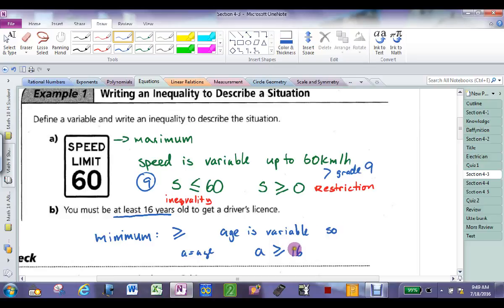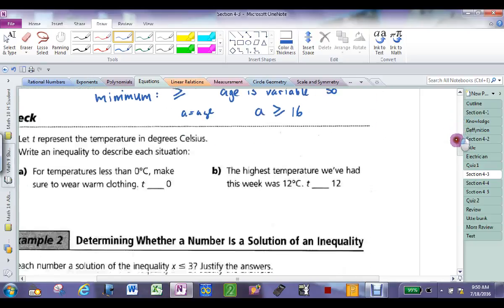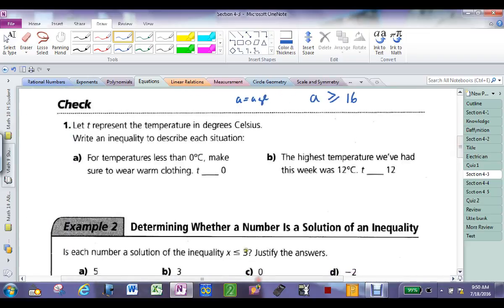So now, is there a restriction? In reality, yes. Anything under 16. Age has to be greater than or equal to 16. There's no upper limit because everybody ages and dies at a different time. Everybody cool? It's easy peasy. Okay, so you guys do the next two by yourself. Go.